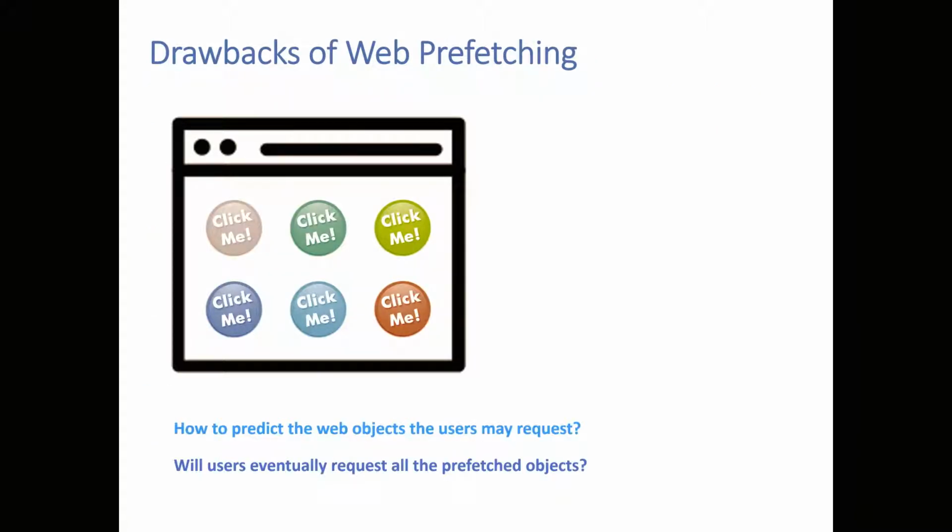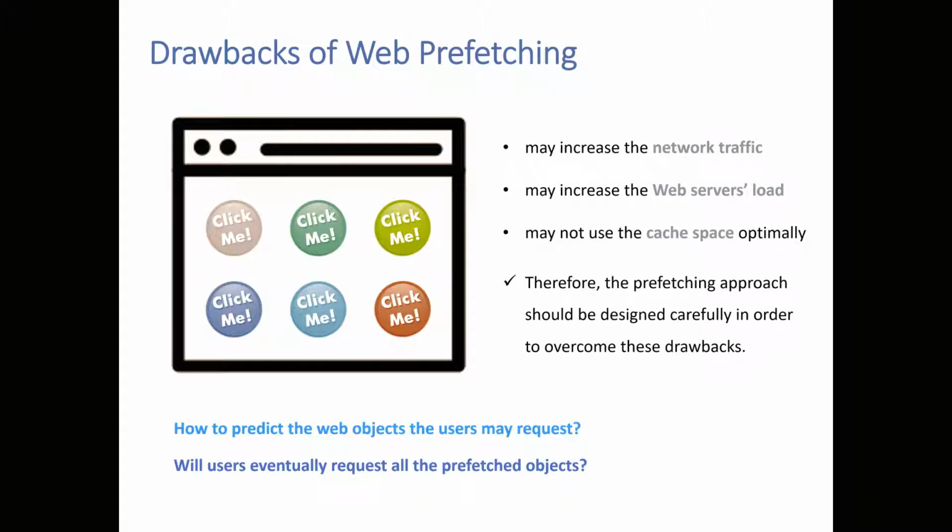However, web prefetching isn't perfect. If we are given a web page with lots of buttons that link to different web pages, how do we know which buttons the user may click on? If we prefetch all the resources just in case, what if the user won't request all of them? In this case, web prefetching will result in an increase in network traffic, as well as web service load. It will also not make good use of the cache space. Therefore, we should design the prefetching approach carefully to overcome these drawbacks.